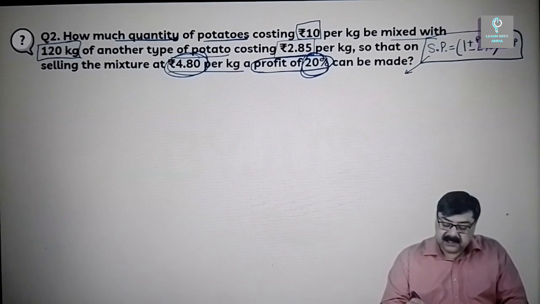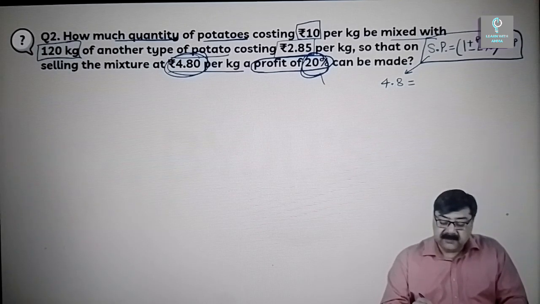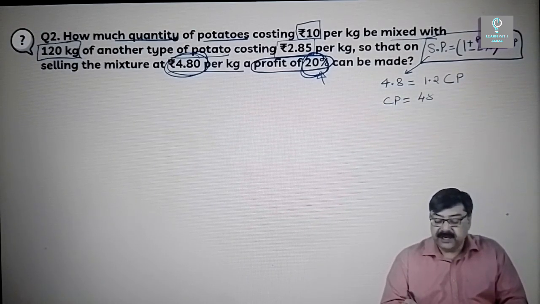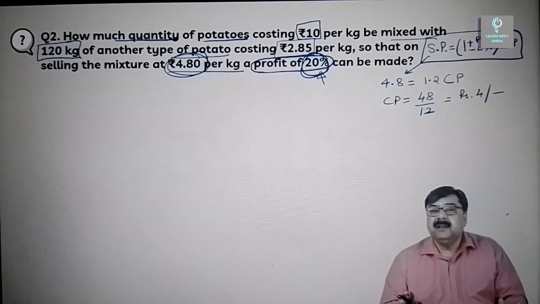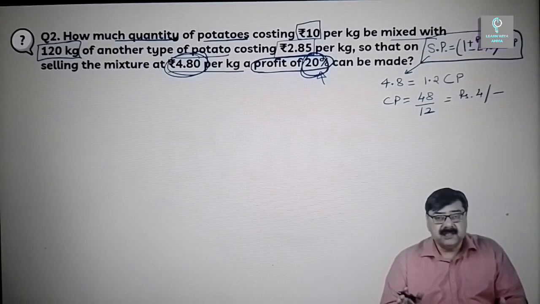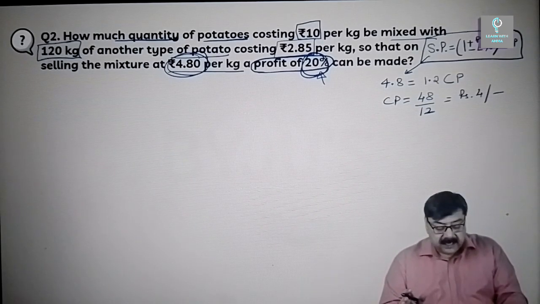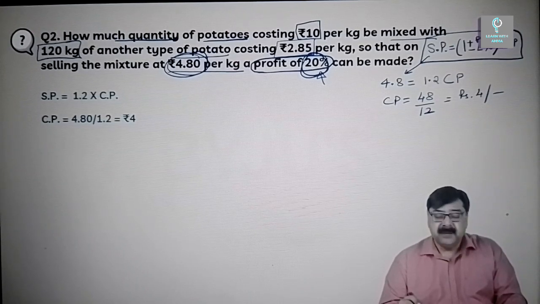So the selling price, that is 4.8, must be equal to, profit is given to us as 20%, so it becomes 1.2 times the cost price. So cost price shall be 48 by 12, which is rupees 4. Now after you have calculated the average cost price of the mixture, then we will use the alligation method.